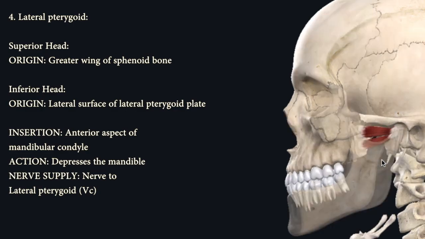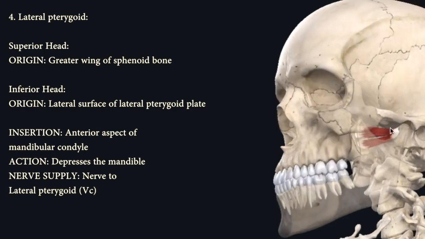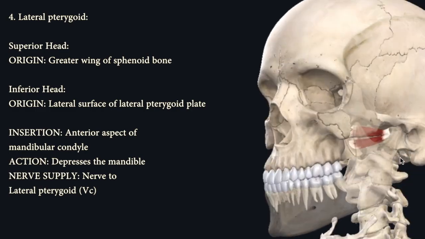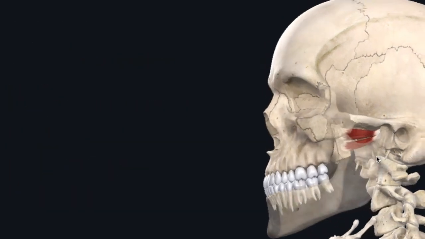So regarding its inferior head, I always remember its origin being from the lateral surface of the lateral pterygoid. So lateral pterygoid originating from the lateral surface of the lateral pterygoid, so lateral cubed.